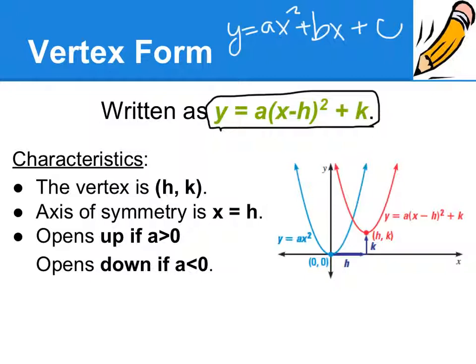So now back to this. What are some of the characteristics? Well, the vertex is (h, k). That's going to be very important. Make sure you box that, circle that, do whatever you want to do. And the axis of symmetry is x equals h. It comes from this part right here. Thirdly, very similar to what we had before, it opens up if a is greater than 0 and it opens down if a is less than 0.